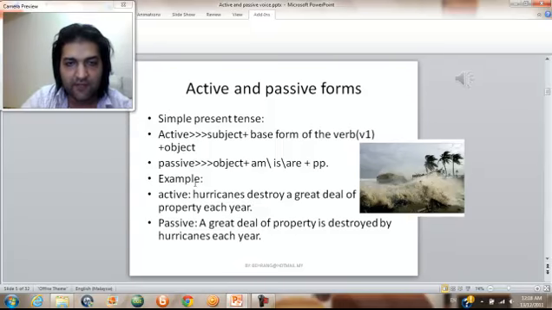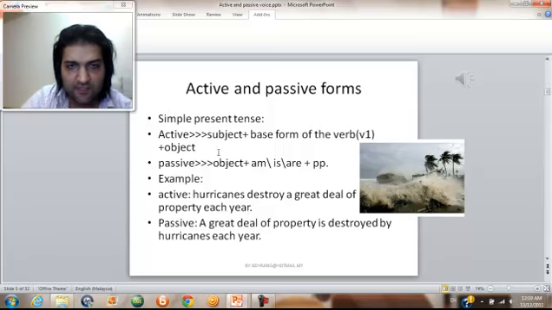We have an example here. Active: hurricanes destroy a great deal of property each year. Hurricanes is the subject of our sentence, destroy is the base form of the verb, a great deal of property is our object, and each year is our time expression.